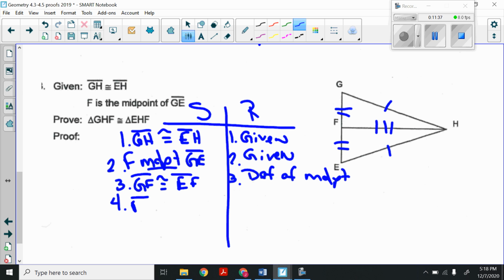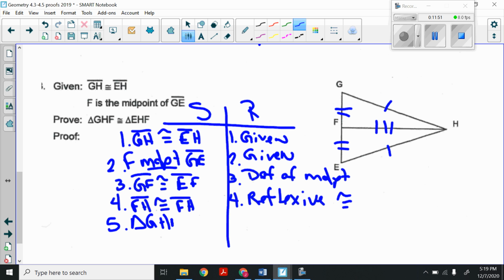So segment FH is congruent to segment FH, the reflexive property of congruence. And now I have three things marked. Now I can say my triangles are congruent. So triangle GHF, triangle EHF, what they asked me to prove. My reason, what three things do I have marked? The three sides. So SSS, side, side, side.